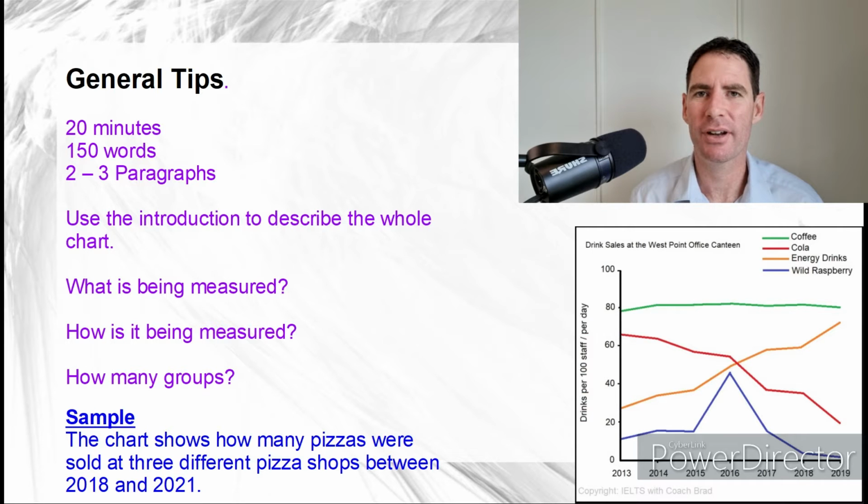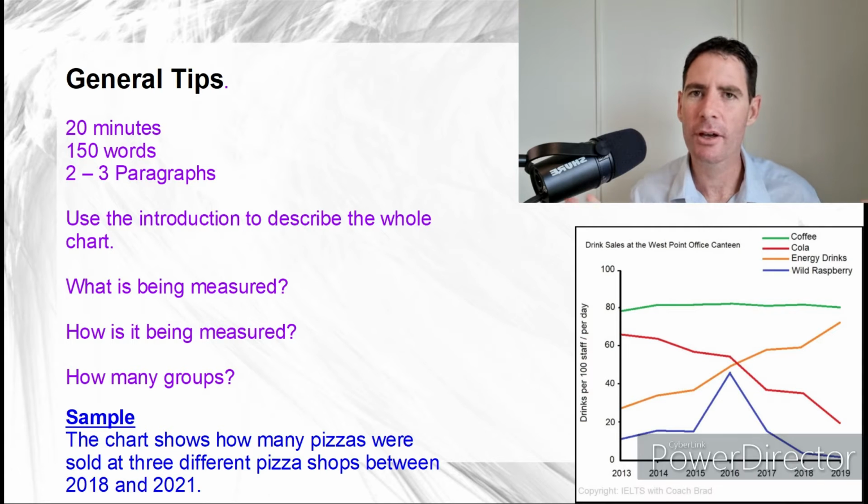Let's have a look at the introduction. You want to be as general as possible without going into information which describes the data exactly. Don't worry about numbers. Just say what the whole chart shows. What is being measured? How is it being measured? How many groups are being measured? And you also want to say the time period which is being measured. In this example, between 2013 and 2019.